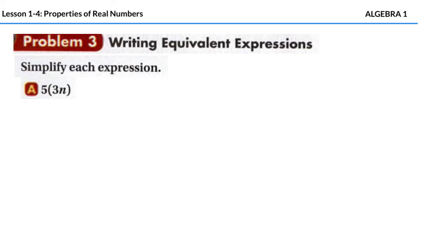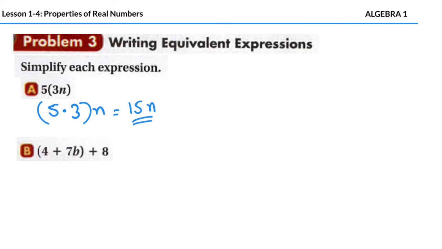Let's try this. Simplify each expression. 5 times 3n. That's pretty easy. For clarification's sake, I can write 5 times 3 times n. Which property am I using over here? I'm using associative property, and that's going to be equal to 5 times 3 is 15, so it's 15n. That's the answer. Now let's look at B.